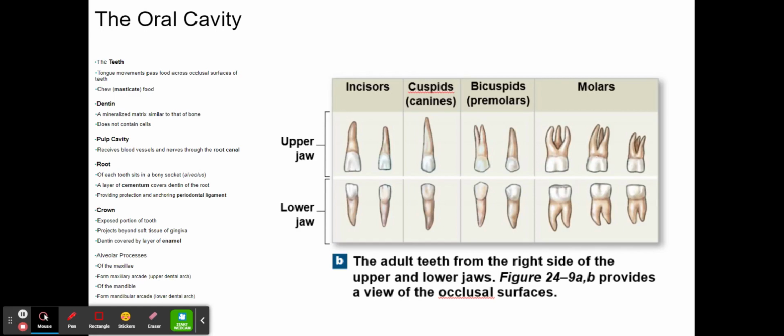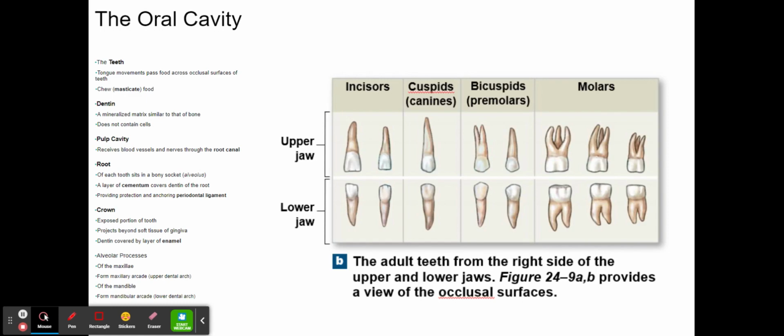Collagen fibers of the periodontal ligament extend from the dentin of the root to the alveolar bone, creating a strong articulation known as a gomphosis. A layer of cementum covers the dentin of the root. Cementum protects and firmly anchors the periodontal ligament. Cementum is histologically similar to bone and is less resistant to erosion than is dentin.